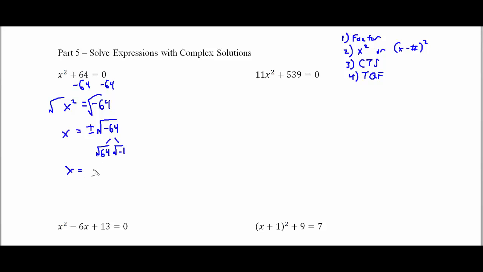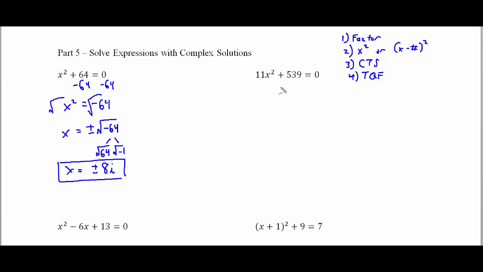So my answer is x is equal to plus or minus the square root of 64, which is 8. The square root of negative 1 is i. And that is my answer to the problem. My answer has that plus or minus because we have the square root of a variable x, and that gives us our 2 possibilities.